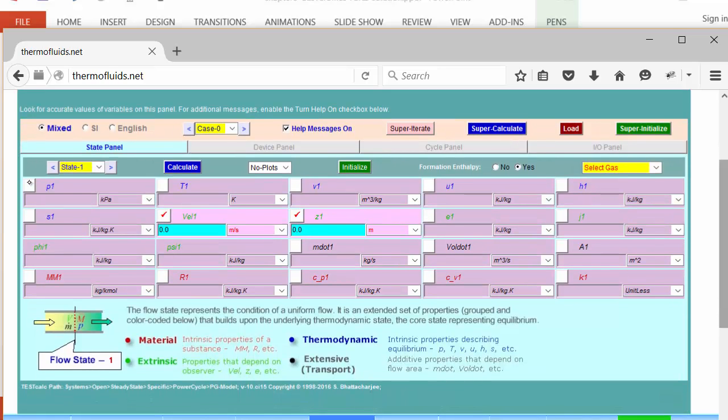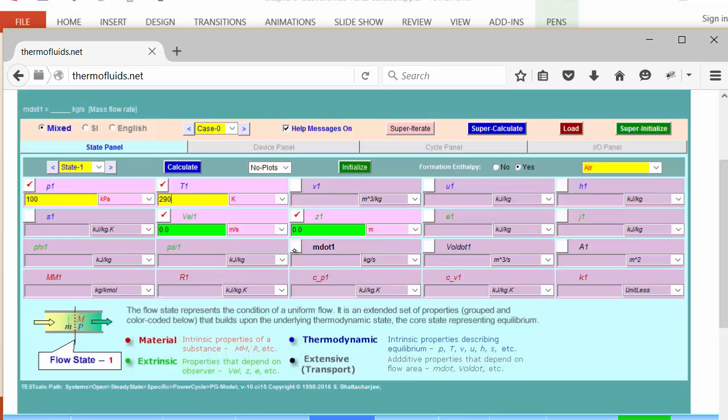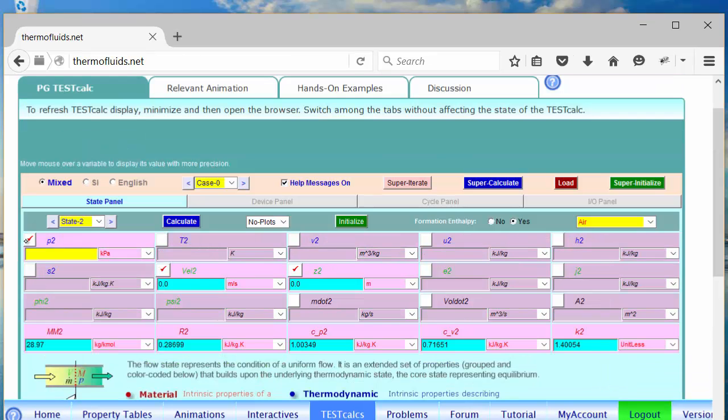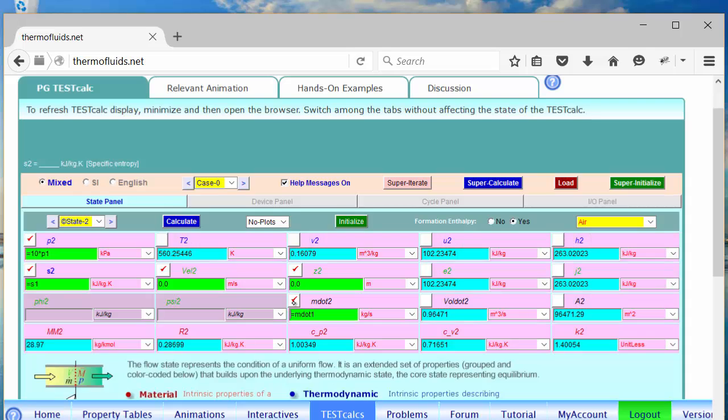Okay, so let's enter our state 1. We first select gas, which is air, 100 kPa and 290 Kelvin, 6 kg per second mass flow rate. Fairly simple. Kinetic and potential energy are set to 0. Velocity is 0, z is 0. For state 2, we have the pressure 10 times P1, and it's isentropic to state 1. And the mass flow rate is the same, so state 2 is determined.